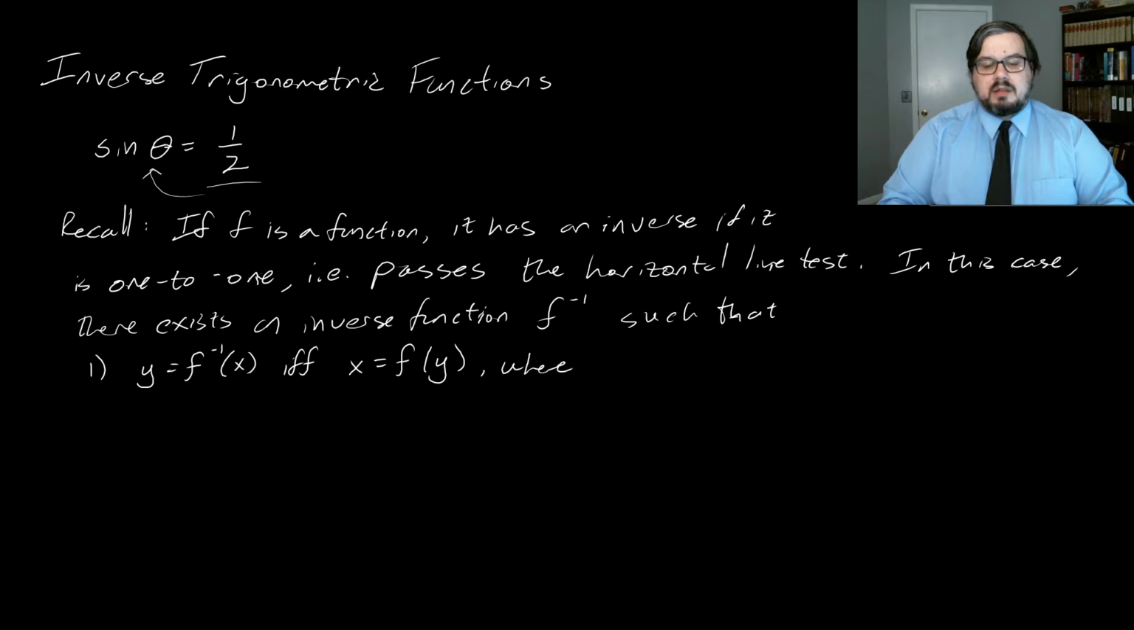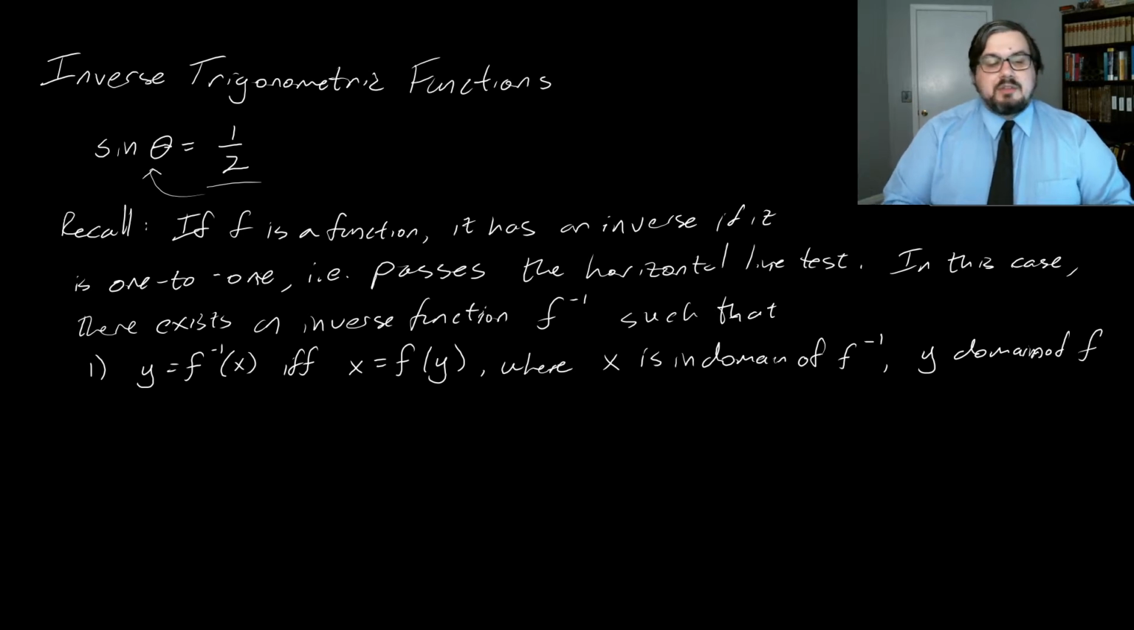where x is in the domain of f inverse, and y is in the domain of f. So, in other words, the inverse function and the function exactly switch the role of the inputs and outputs. If f takes y to x, if f of y is equal to x, that's exactly the same thing as saying that f inverse of x is equal to y. They're simply exchanging what is the input and what is the output for every point in the function f.